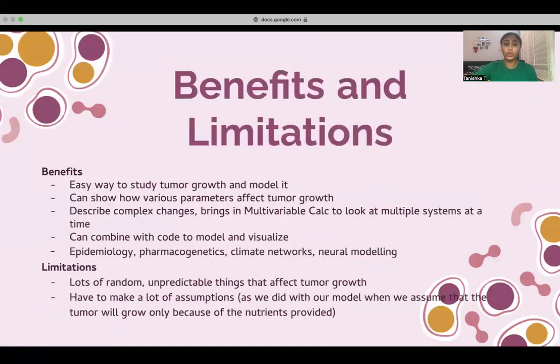So in conclusion, ODEs are a very easy way to study tumor growth and model it and can show how various parameters changing can affect tumor growth. However, there are lots of random, unpredictable things that affect tumor growth in real life, and models such as an ODE have to make a lot of assumptions.